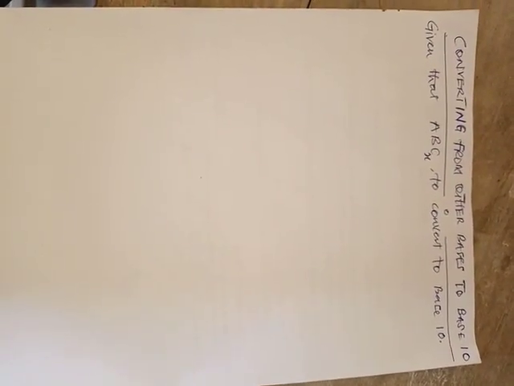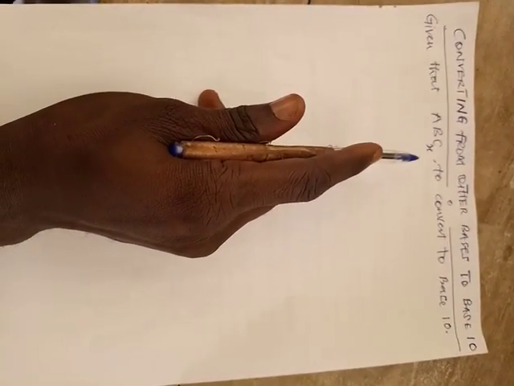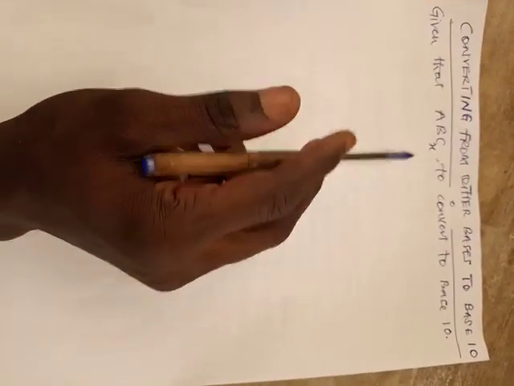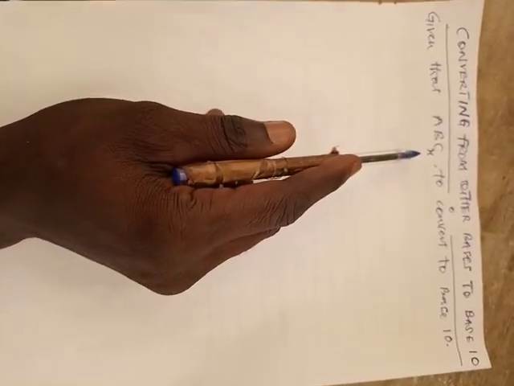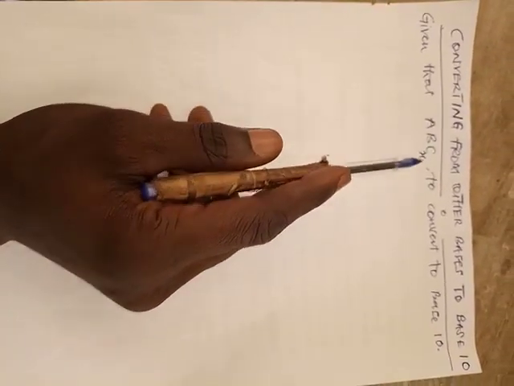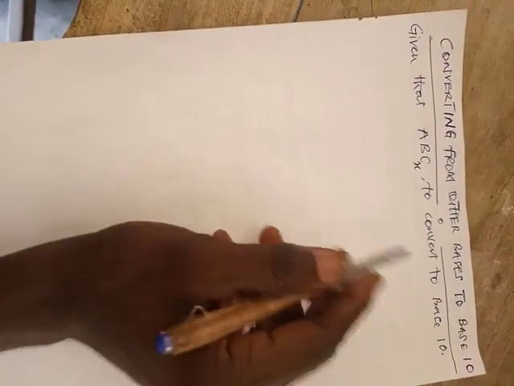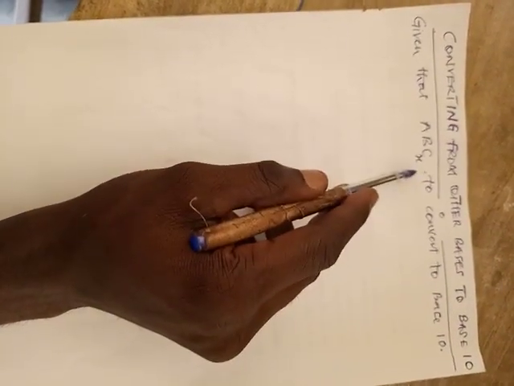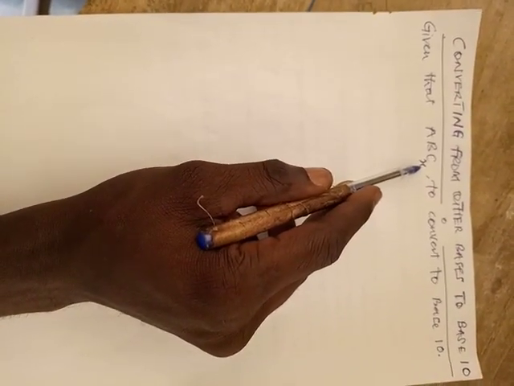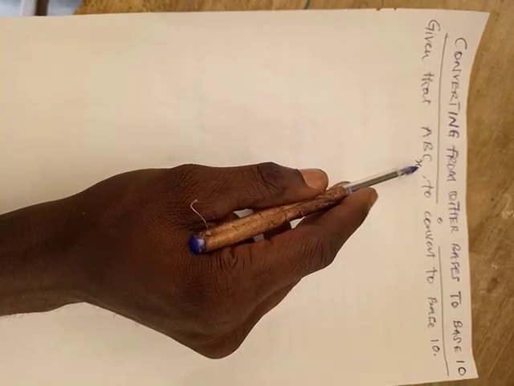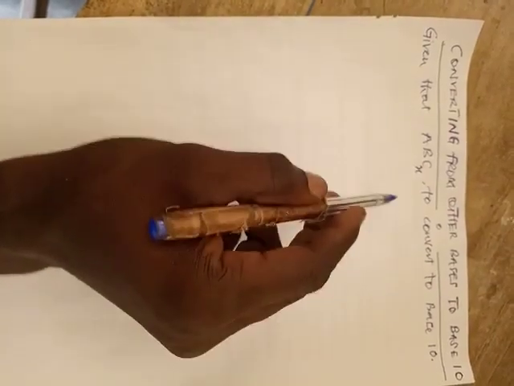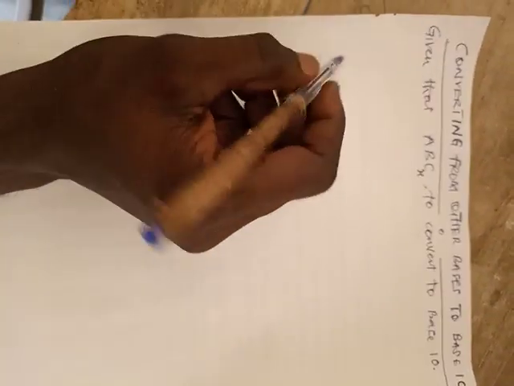We're going to look at how to convert from other bases to base 10. Given that ABC base x, we just want to establish a theorem: to convert ABC base x to base 10. But let's clarify this: this x here is not in base 10. So if you have this problem, you're asked to convert to base 10, this is what we do.